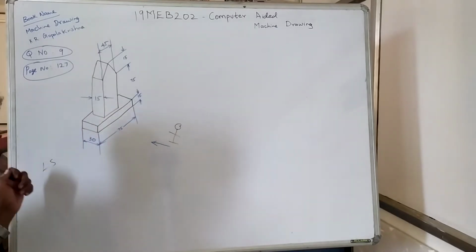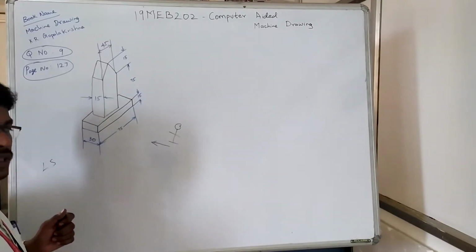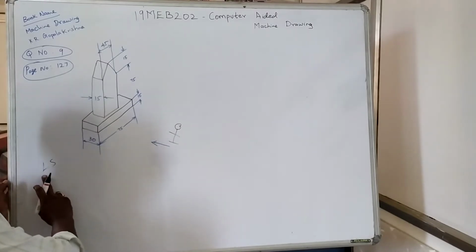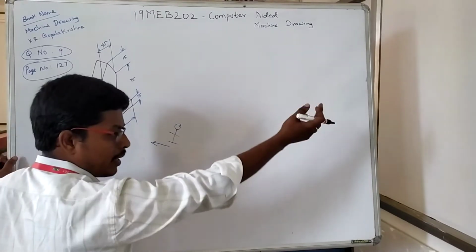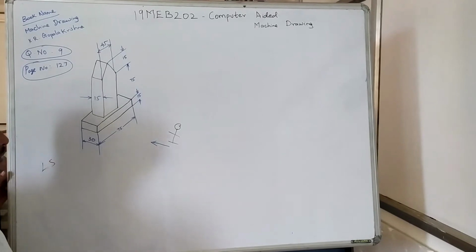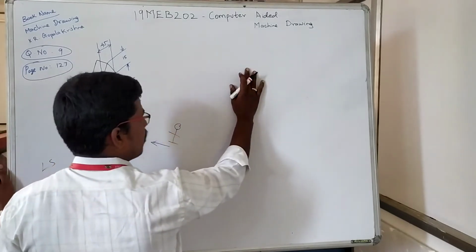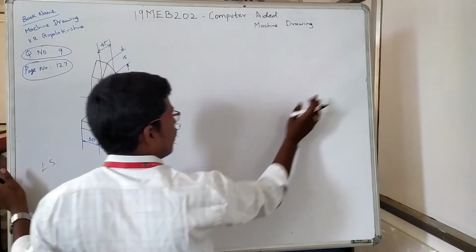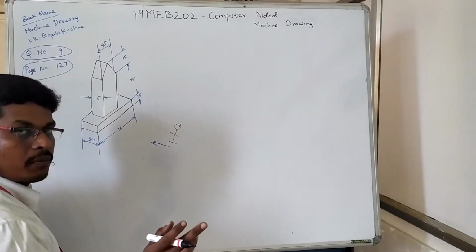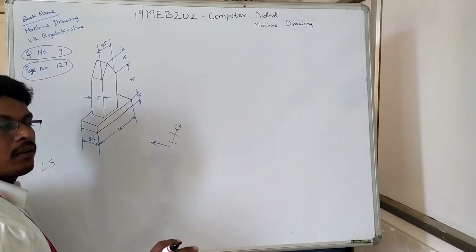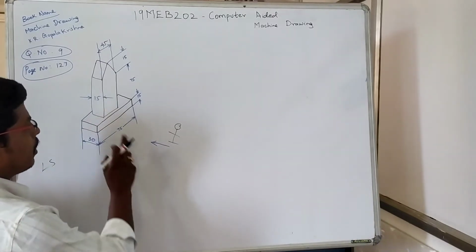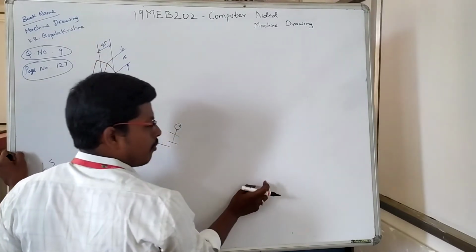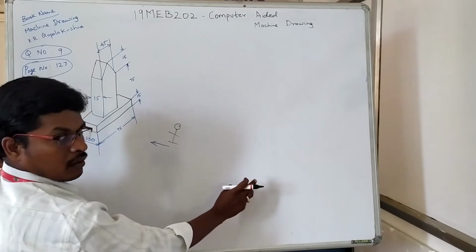You are already aware of orthographic projection. We are following the first angle projection. In first angle projection, I can see the left side view and I have to draw it on the right side. So the front view will occupy here and the left side view will occupy here, and in first angle projection I can draw the top view below the front view. Understood?